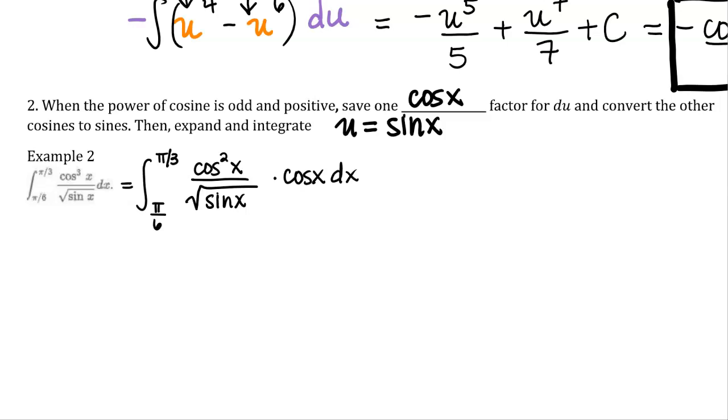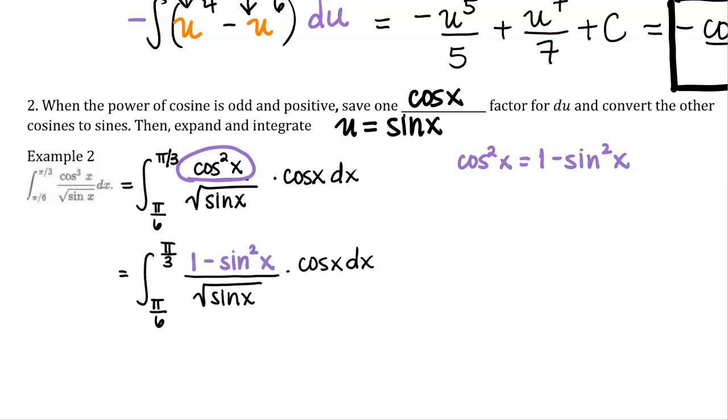Now I'm going to convert any other cosines to sines, and I'm going to do that to this cosine squared that's up in the top because I'm going to use the Pythagorean identity that says that cosine squared is equal to 1 minus sine squared. So I'm going to go in and replace that numerator. So I replace the cosine squared in the numerator using a Pythagorean identity.